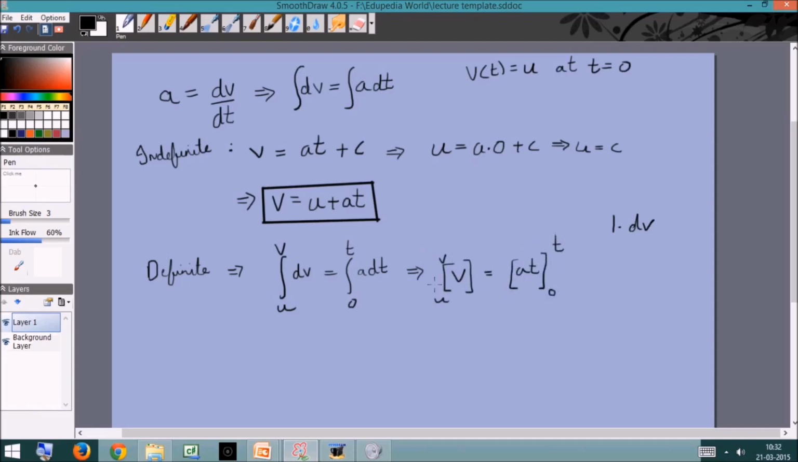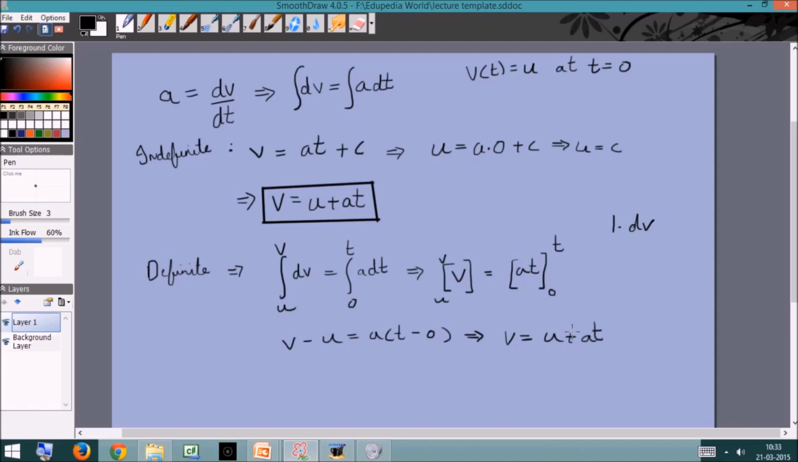And how do we put the limits? We take the upper limit minus the lower limit. So v minus u is equal to a times t minus 0. We get the same result. V is equal to u plus at. So we see that indefinite and definite integration are two different methods of calculating the ultimate same result, which we get in both cases as v is equal to u plus at.